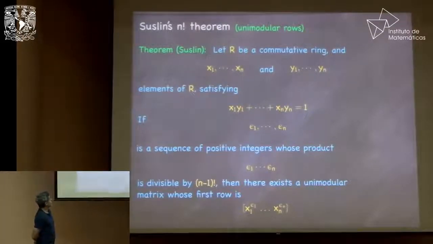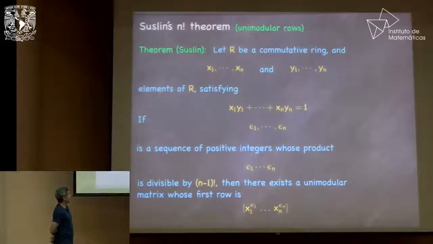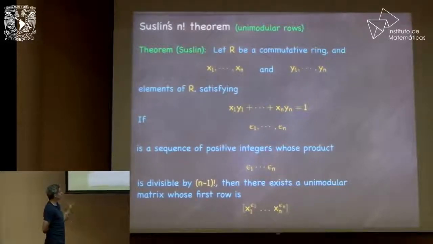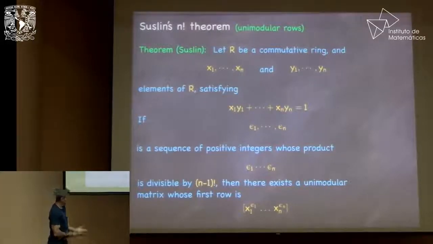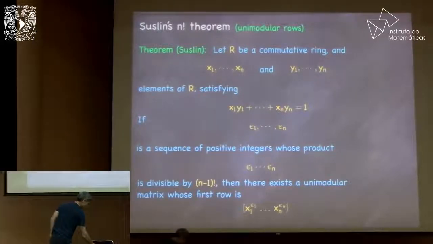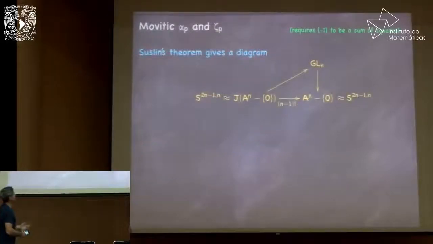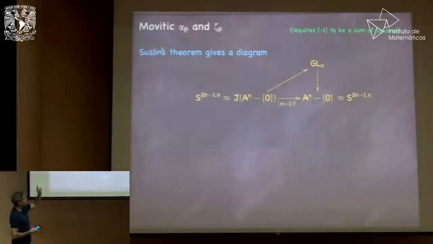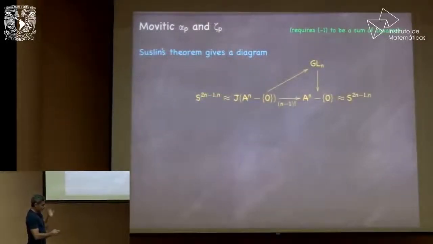exactly that you can do that, given two vectors whose dot product is 1 and some exponents whose product is divisible by n minus 1 factorial. You can find a unimodular n by n matrix whose top row is that. So Suslin's theorem, his theory of unimodular rows, gives you this key step. And everything else is formal.